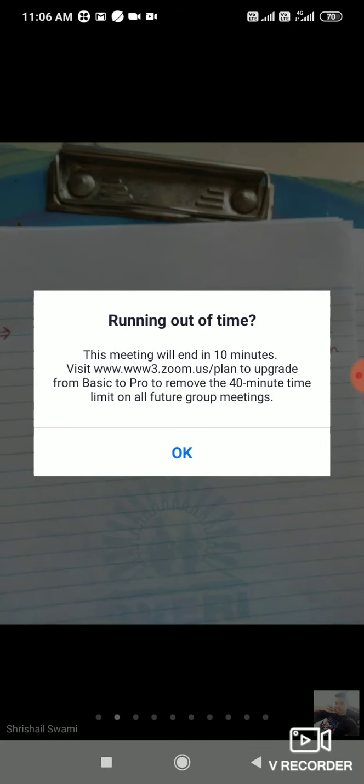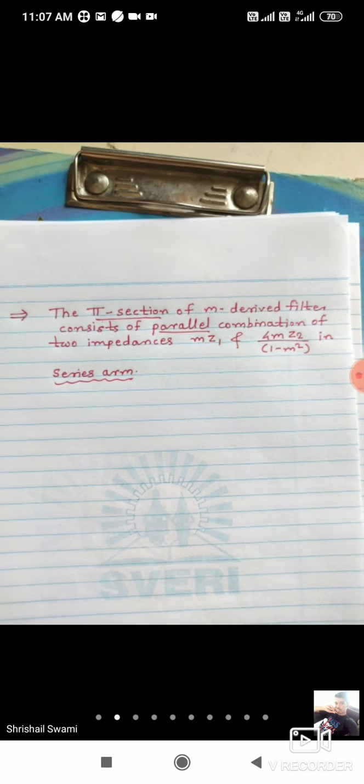Once again I will read the pi section. The pi section of m derived filter consists of parallel combination of two impedances, m into Z1 and 4m into Z2 divided by 1 minus m square, in series arm. Okay, so what will be the modification in the pi section so that the characteristic impedance Z0 at all frequencies will remain constant, as well as we can get the exactly ideal attenuation characteristics if we do the modification.